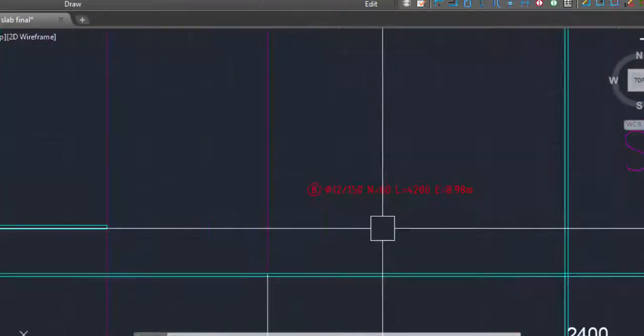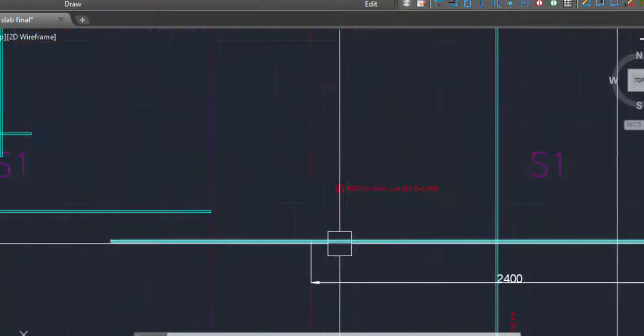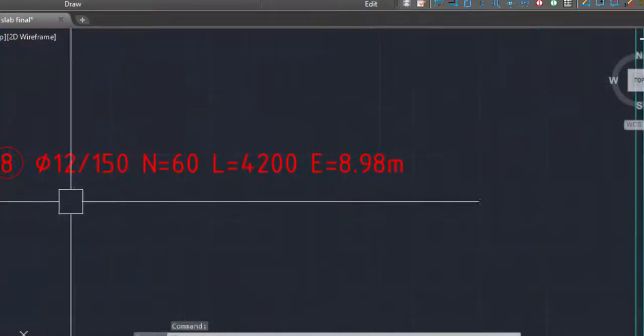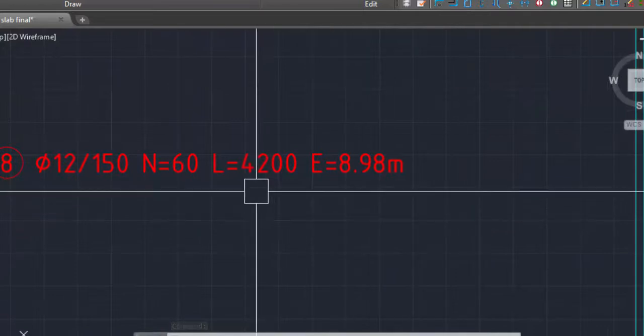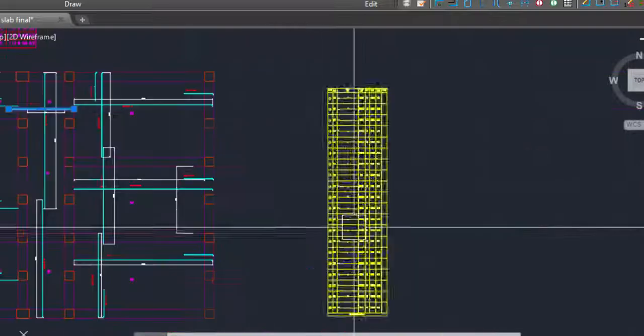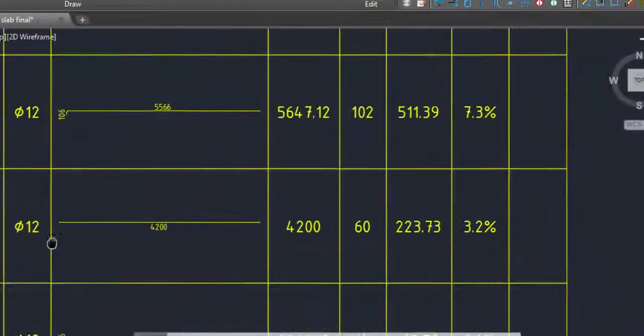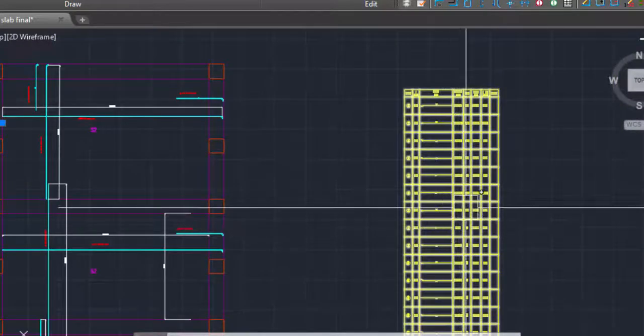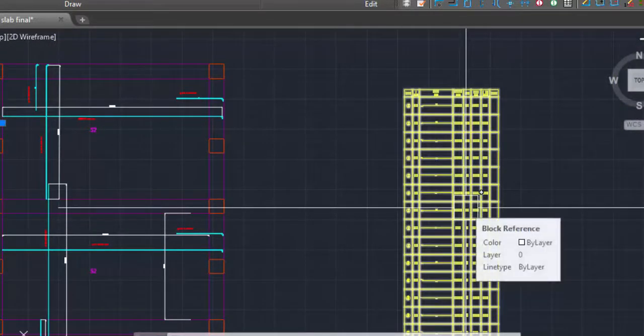Okay, like we will check here mark 8, and this is it. So this top bar is considered as this 8, where you can see that the number is 60 and the length is 4.2. Okay, this 4.2 and 60 are the numbers. So this is our estimate. This is all for the slab.